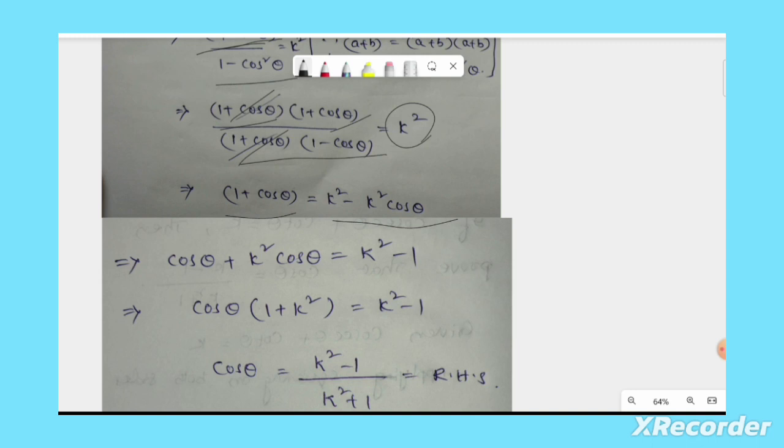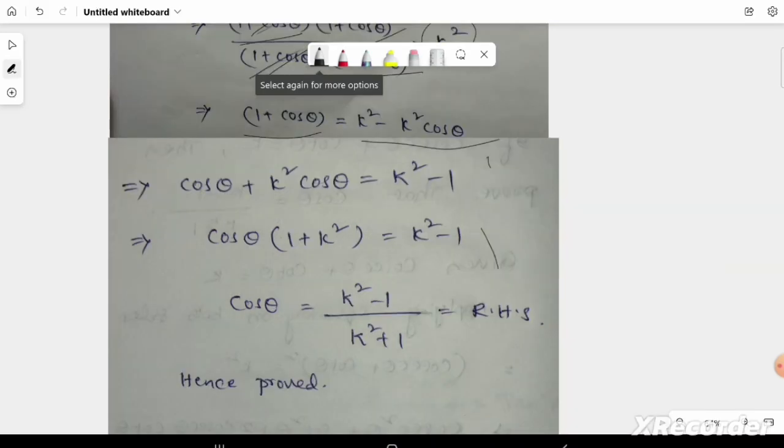Here, what we can do is take cos theta as common. If I bring cos theta to one side and the other values to the other side, so if I bring this cos theta to the left, then it will be cos theta plus k square cos theta. Again here k square is as is. Now I am bringing this 1 to the right side, so it will be k square minus 1.